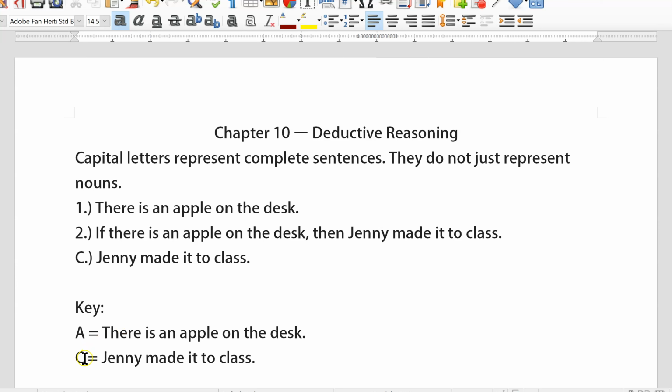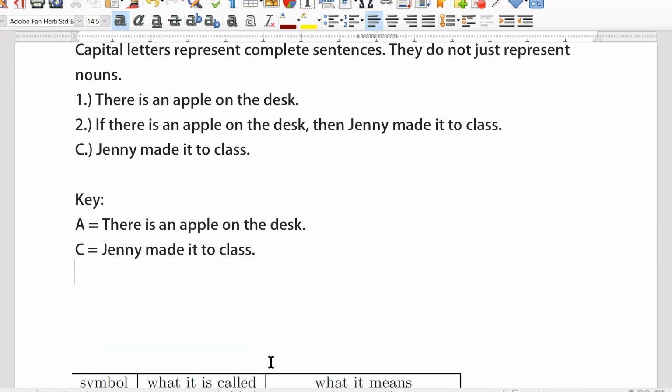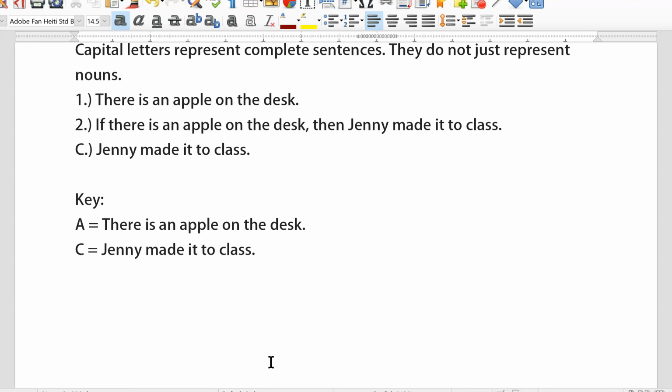All right, so C is going to represent the entire sentence, the complete grammatically correct sentence, Jenny made it to class. So from that, in our new textbook, we have premise 1, which then just becomes A. We have premise 2, which becomes if A, comma, then C. And we have our conclusion, which is just C. And this captures all of it. Except, as that textbook points out, we still have these pesky guys hanging around.